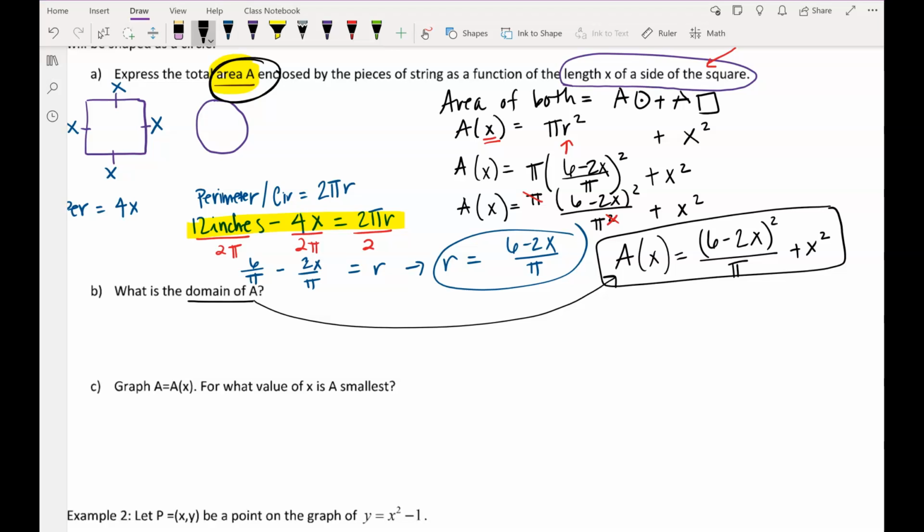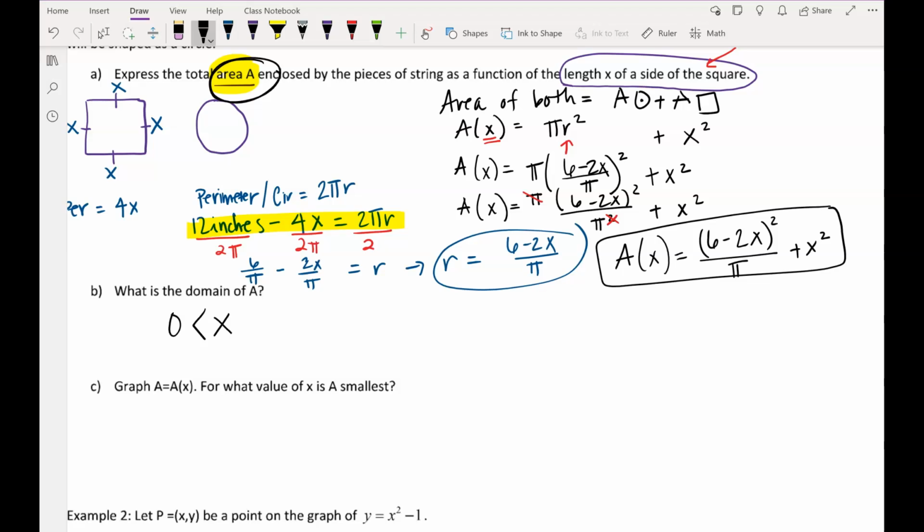Okay, I hope you do. Now, if X represents one length of the square, would you agree it has to be bigger than 0? Because you can't make a square that's a negative length, and you can't make a square if it's a 0 length, so it has to be bigger than 0. Now, what is the biggest length? What is the biggest value of X?